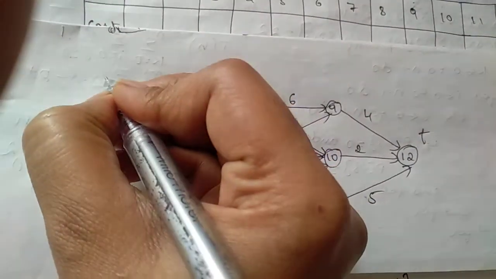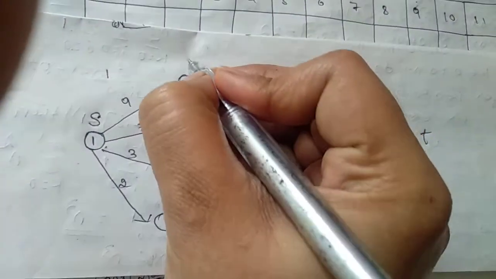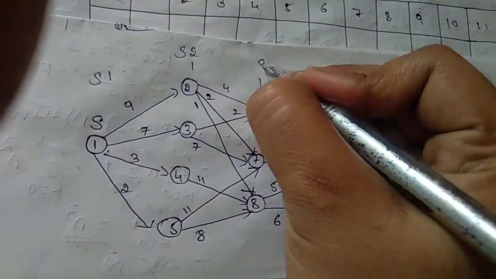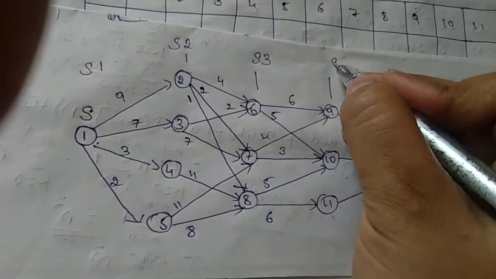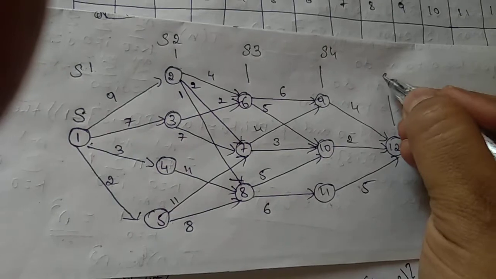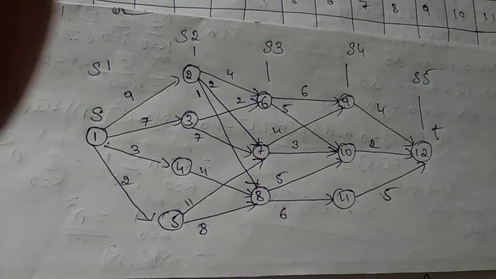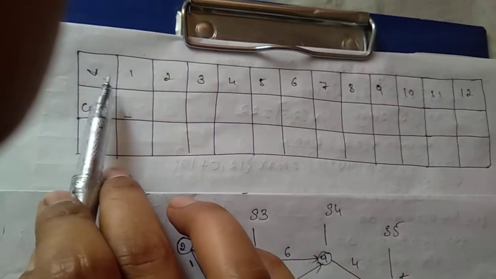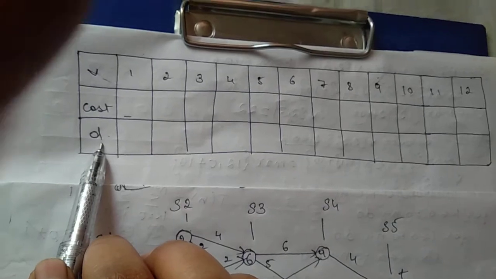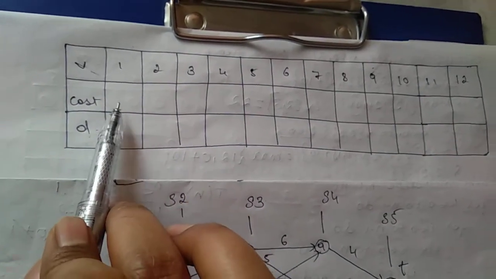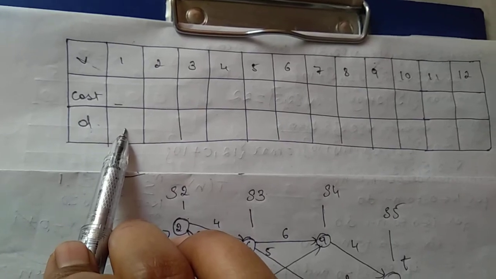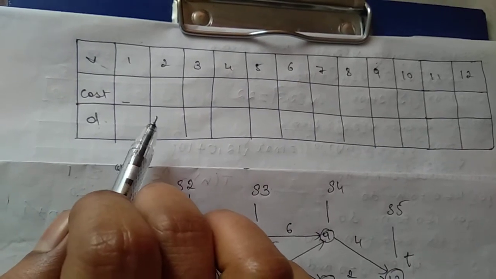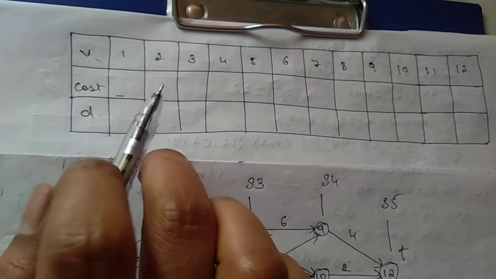Here this is stage 1, this is stage 2, this is stage 3, this is stage 4, and this is stage 5. We have just found out the stages. Now I'll write the table. Here I'll have vertex, cost, and D, that is the destination where it is reaching. For vertex 1, on some cost it will be reaching somewhere with minimum cost, that I have to write. Okay, this is the table. You have to frequently update this table.